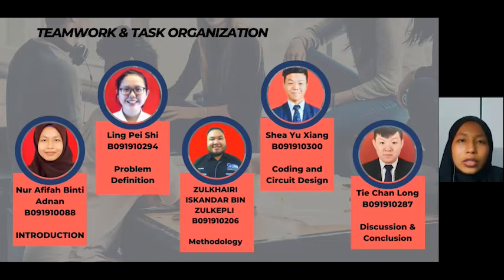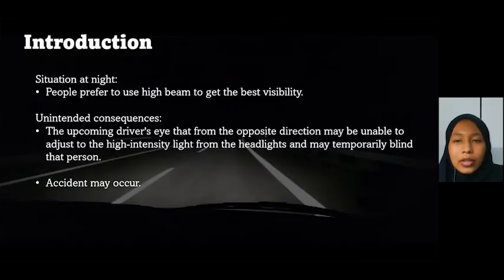So next, we move on to the introduction of the automatic light system. Usually when someone is driving at night, they prefer to use the high beam to get the best visibility. But this causes an effect to other drivers coming from the opposite direction. The oncoming driver's eyes may be unable to adjust to the high intensity light from the headlight and may be temporarily blinded. So this is dangerous and may cause an accident.